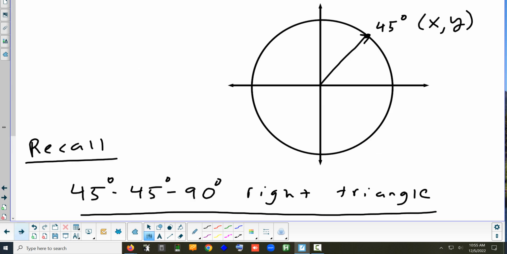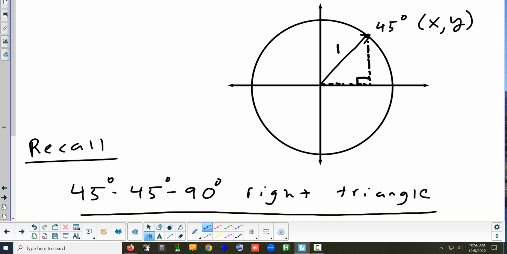All right, so let's start with a 45-degree angle and see how we could get the coordinates for it. So if you have a 45-degree angle on the circle, it's exactly halfway between 0 and 90. And what we're going to do is make a triangle out of it. Now, this is on a unit circle. So how long is the hypotenuse in that triangle? 1.